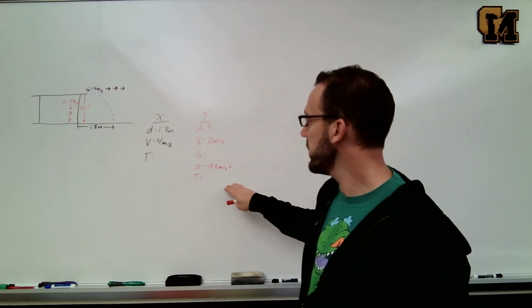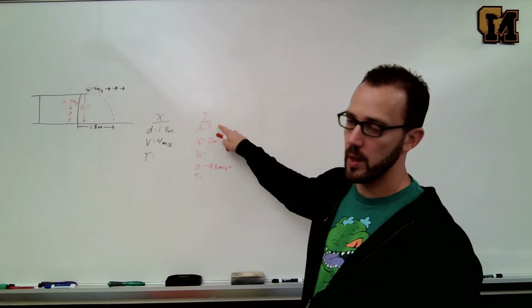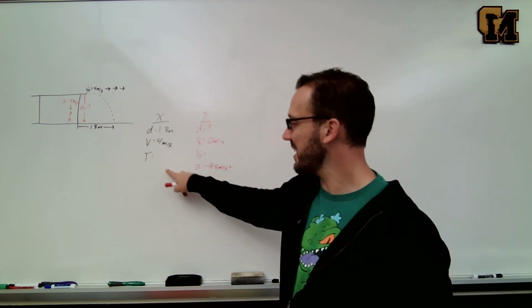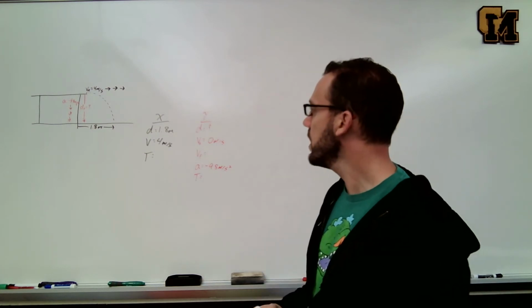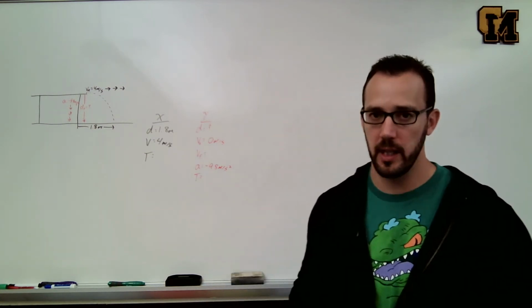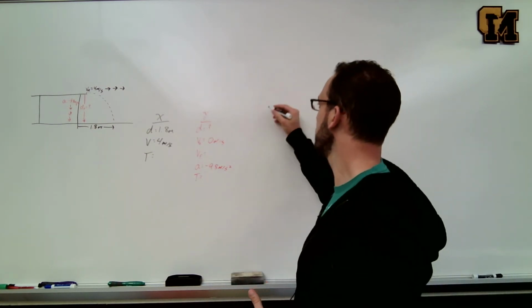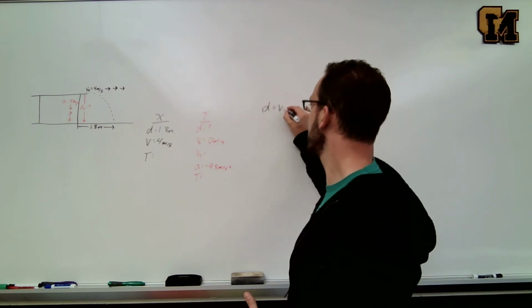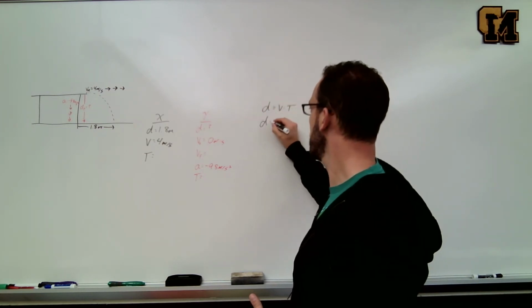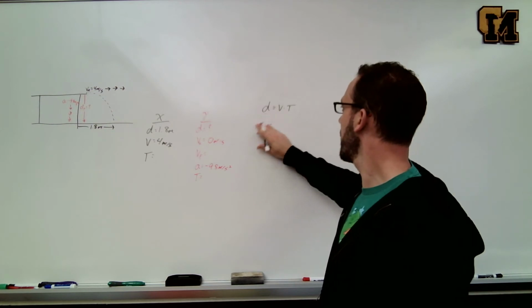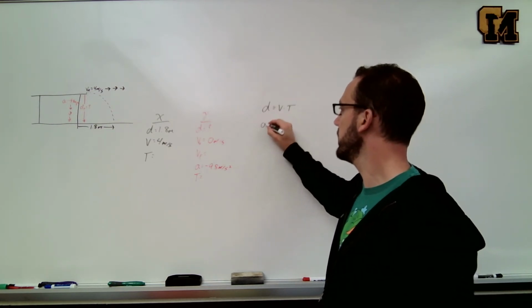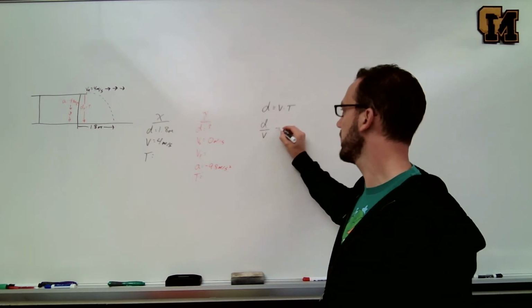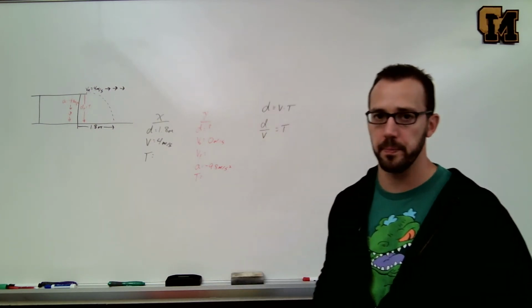We don't have enough information in the Y to solve for D, but we can get time in the X and then use it in the Y, so that's what we're going to do. X is constant velocity motion, so we're going to use our constant velocity equation, D equals V times T. So now if I rearrange this equation for time, I have to move the velocity over. That gives me D over V equals time.